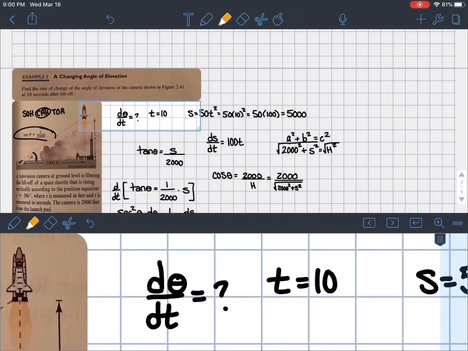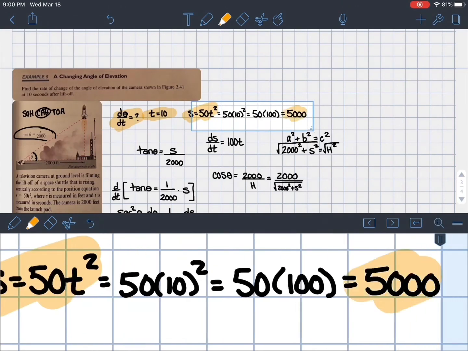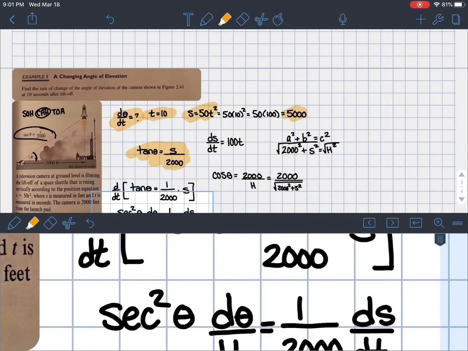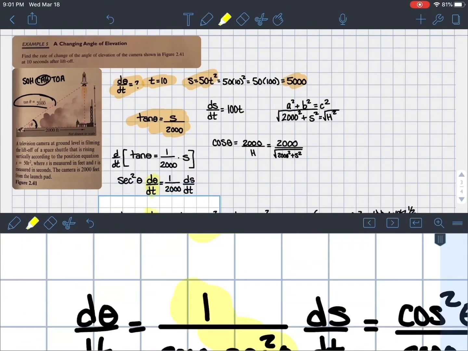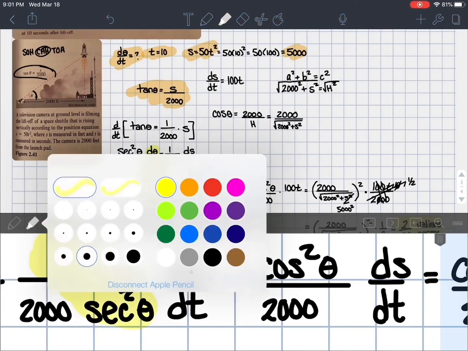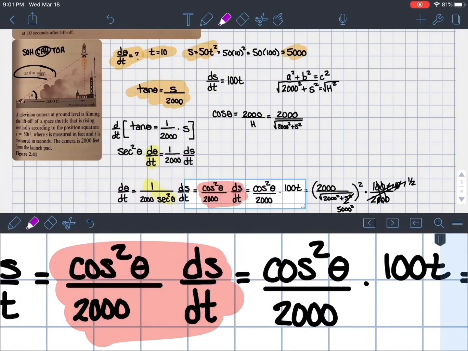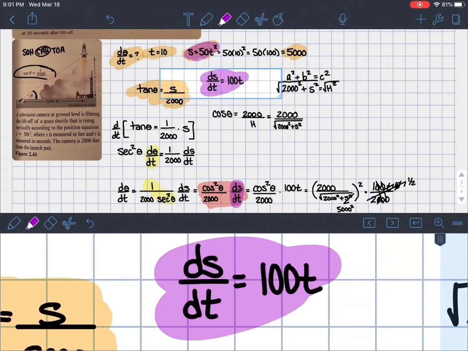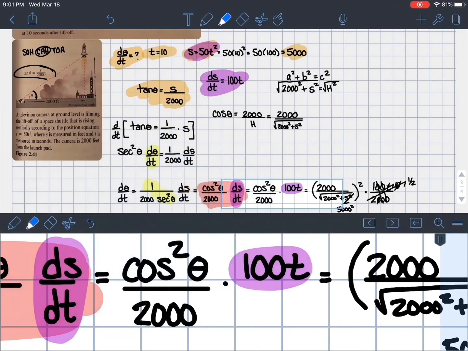I'm going to take the opportunity here to do some color coding, going back through the example and showing you the pieces that are given first of all. dθ/dt is what we're solving for. 1 over secant squared, remember that's cosine squared. I'm looking for this ds/dt. I'm given s, so I found ds/dt and replaced it with 100t.